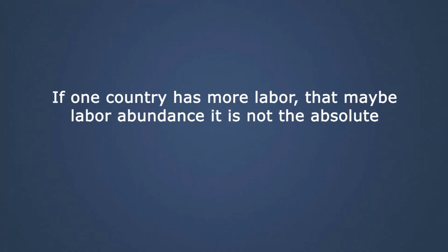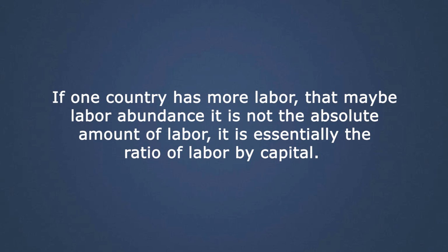So that can be explained by using this example, but I am not going into the details of this example because we have to explain this Heckscher-Ohlin theorem again in much more detail in one of the coming modules. But one thing I want to mention here is that it is not necessarily always true that if one country has more labor, it may be labor abundant. So it is not the absolute amount of labor. It is essentially the ratio of labor by capital.